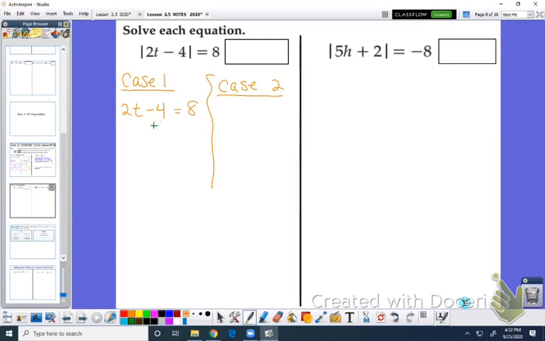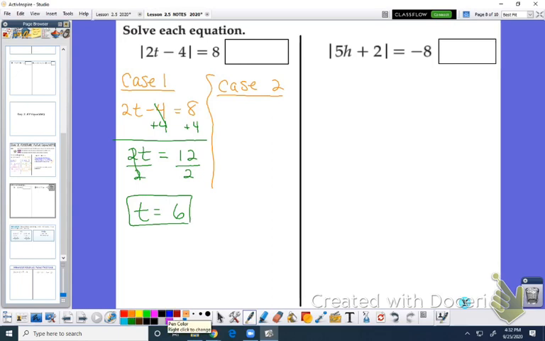We're going to add 4 to both sides. So we have 2t equals 12. Divide by 2 on each side. And 2 divided by 2 is 1, so t is equal to 6. So there's one of our answers. And now we need to write our second equation, case 2. Case 2 would be the negative case. So 2t minus 4 would equal not 8, but it's going to equal negative 8.